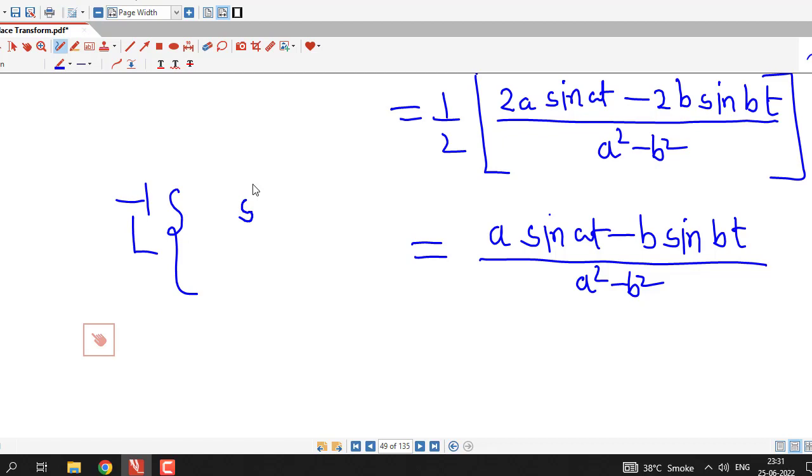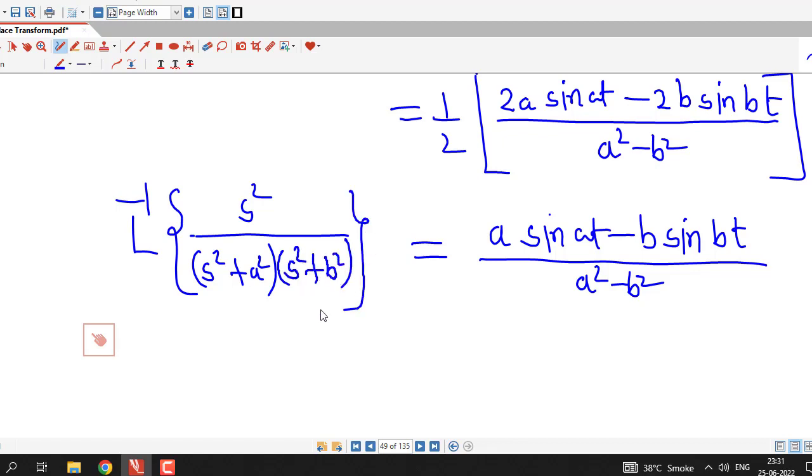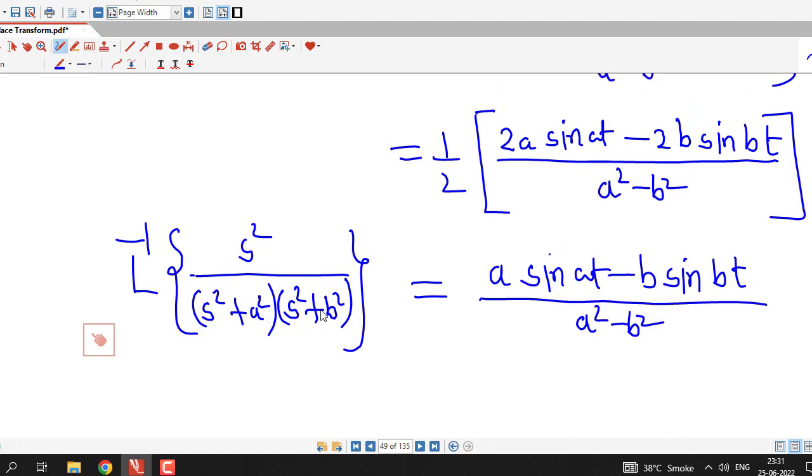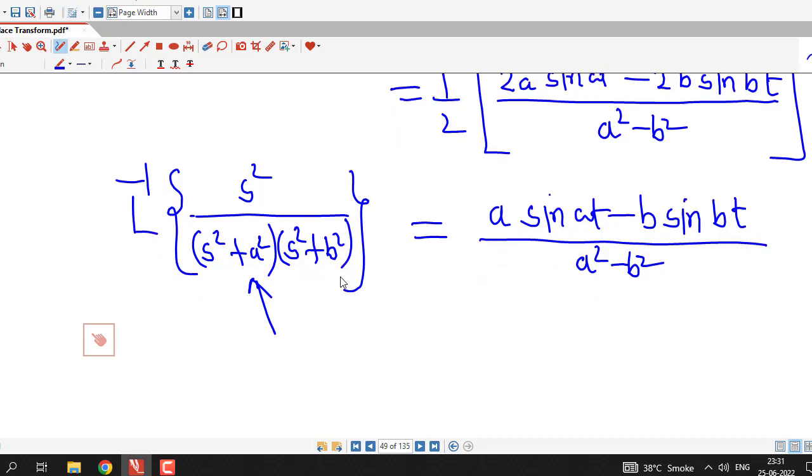This is the inverse Laplace transform of the given function, which was s² divided by (s² + a²) times (s² + b²). So we have used the convolution theorem for the inverse Laplace transform to obtain the inverse Laplace transform of this function.